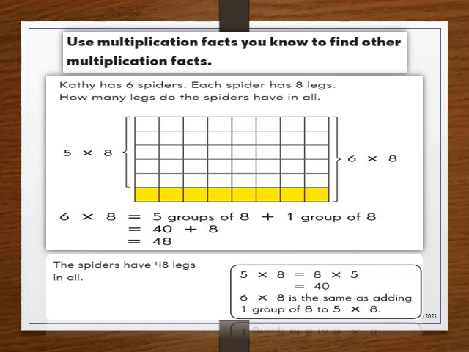Now, how many groups are still missing to reach the 6? Let's check. We know that 5 plus 1 is equal to 6. So 6 groups are equal to 5 groups of 8 plus 1 group of 8. So 5 groups of 8 will give me 40. 1 group of 8 will give me 8. So now I know that 6 times 8 is equal to 40 plus 8, which is 48.